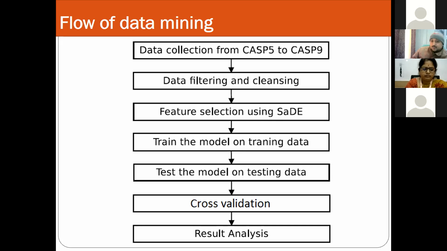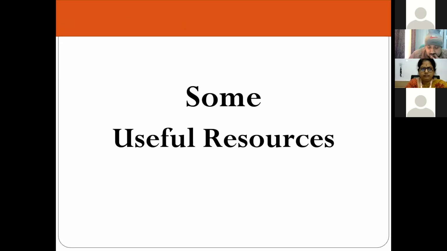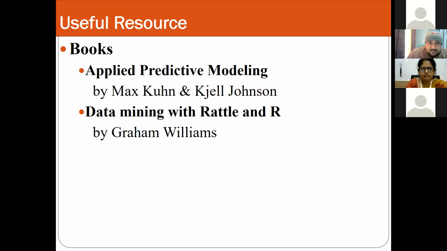Then we train the models, and we train the model on the available training data sets. For example, the data set is divided into the 70-30 ratio. In that case, the model is trained on the 70% data. Then we will test the data, and then you perform the cross validation. After the cross validation, you have to analyze the results. Okay, and some useful resources will be available like that.